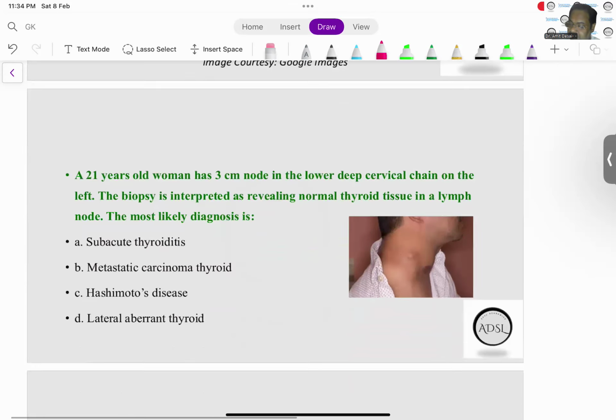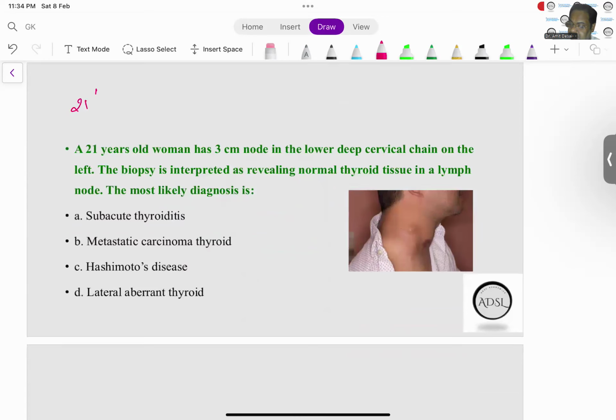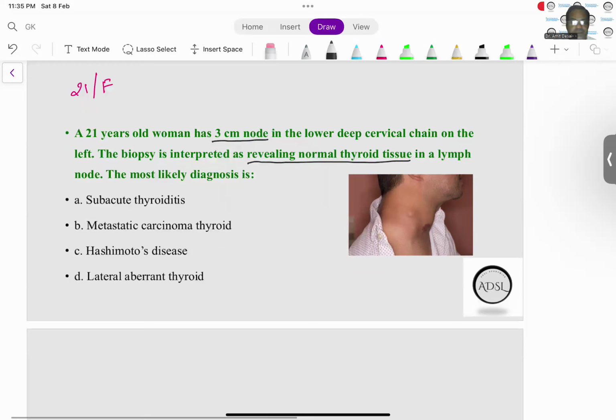A 21-year-old woman has a 3 centimeter node in the lower deep cervical chain on the left side. They did a biopsy and it is showing normal thyroid tissue in the lymph node. Now, what is the diagnosis? What have they given us? Subacute thyroiditis, metastatic carcinoma, Hashimoto's disease, and lateral aberrant thyroid.